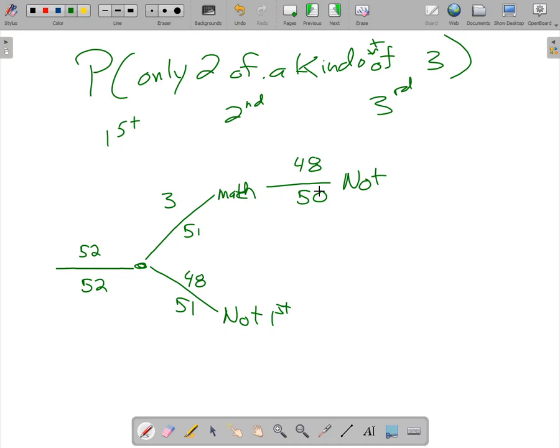Is it possible I got a king, something else, and then a king? Yeah, that would be okay. All right, so we've got to explore this other branch down here. What can happen in this branch? Well, either I match the first card, which I'm happy about, right? Or let's see what else could happen. I don't match the first card, but could I match the second card? Yeah, I could.